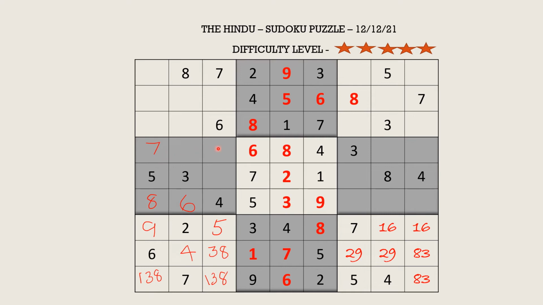Fine, again, so this leaves only three empty cells in this block now. The missing numbers are 1, 2, and 9. So already we have a 1, 2 in this row, so this cell takes 9. Now the missing numbers are 1 and 2. There is a 2 here, so this becomes 1 and this becomes a 2.